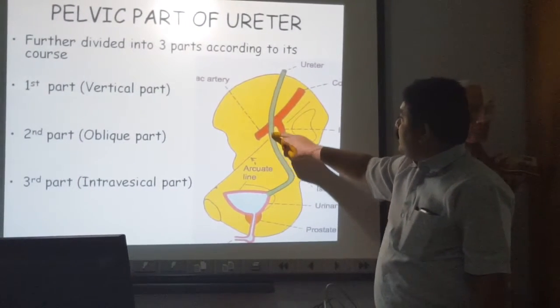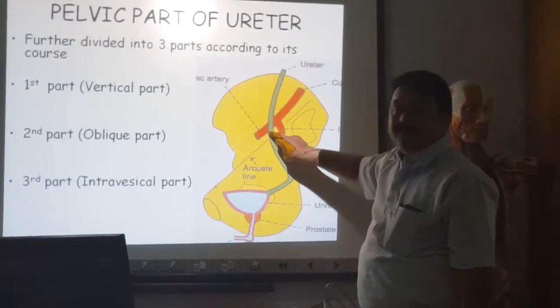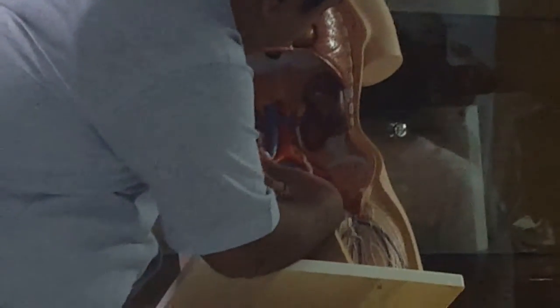Oblique part. Okay. And vertical part. So here there is connection, here it is not there. It is cut part, from here it is cut. So the vertical part starts here. Okay, vertical part, again oblique part and intravesical, that is within the urinary bladder. Okay, three parts.